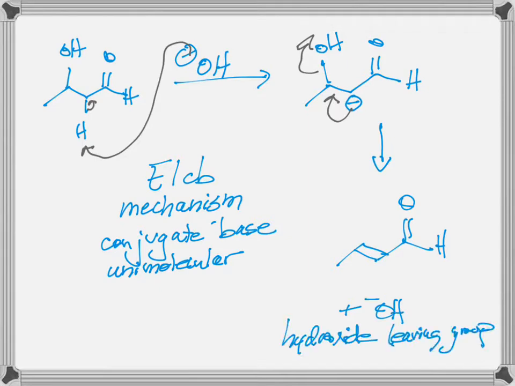E1CB reactions have hydroxide leaving groups, so they sometimes don't happen unless there's a higher temperature, because we taught you hydroxide is never a leaving group. But depending on what the starting material looks like, these can happen readily at room temperature.